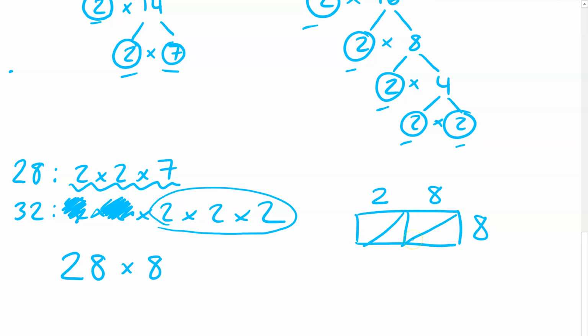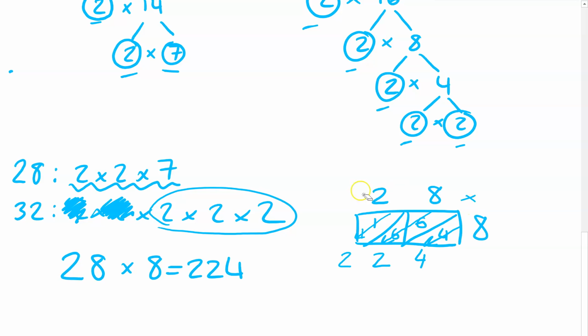So 28 times 8. So the tens go in the top of the box and the units go on the bottom, or the ones, so tens and ones. So times them together, 8 times 8 is 64, so 6 tens and 4 ones. And then 2 times 8 is 16, so it's 1 ten and 6 ones. And then you add up the diagonals. So if you start here, that diagonal there makes 4. This diagonal is 6 and 6, that's 12. So you put 2, carry the 1 up. And then that diagonal is 2, so the answer is 224.